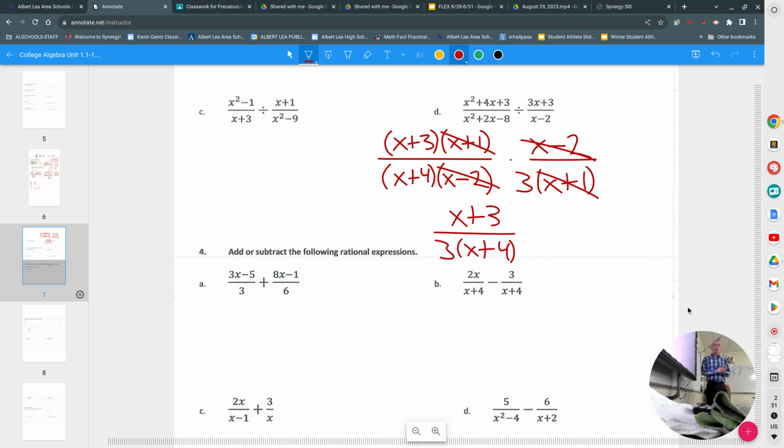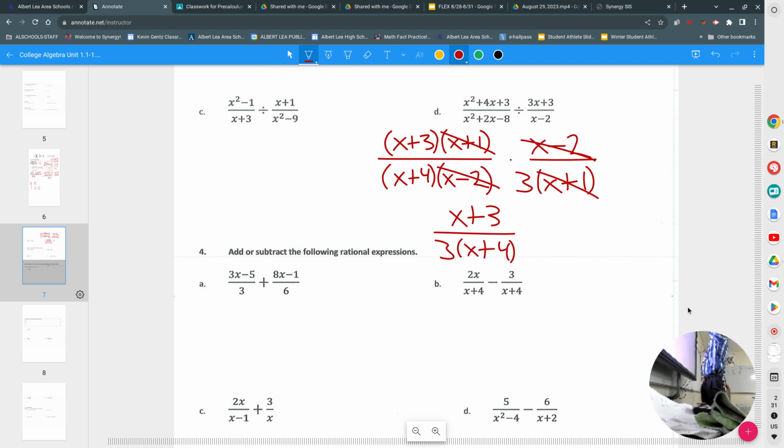We should have x plus 3 over 3 times x plus 4. Are there any questions about our dividing or multiplying process? Going once, twice, three times. Then we move to this section, number 4, add or subtract. This is our final section.